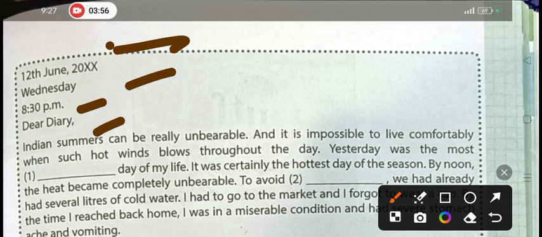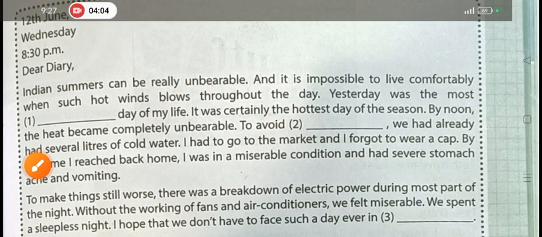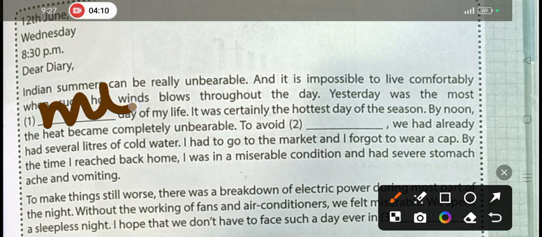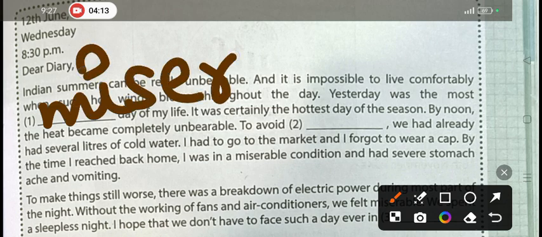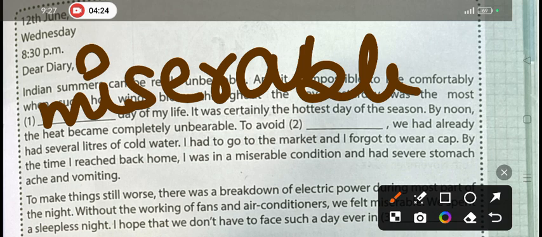Indian summers can be really unbearable and it is impossible to live comfortably when such hot winds blow throughout the day. Yesterday was the most miserable day, as it is already mentioned in the instruction that it was a miserable day, right? So you are supposed to write the same word here, miserable. Yesterday was the most miserable day of my life. It was certainly the hottest day of the season. By noon the heat became completely unbearable.